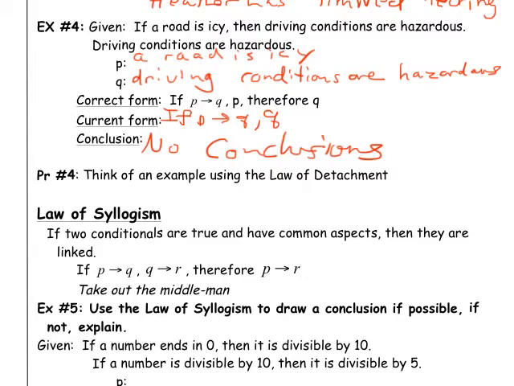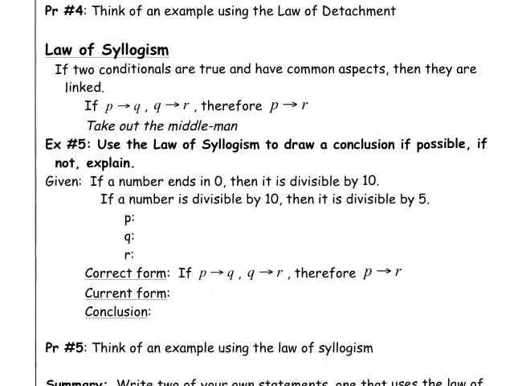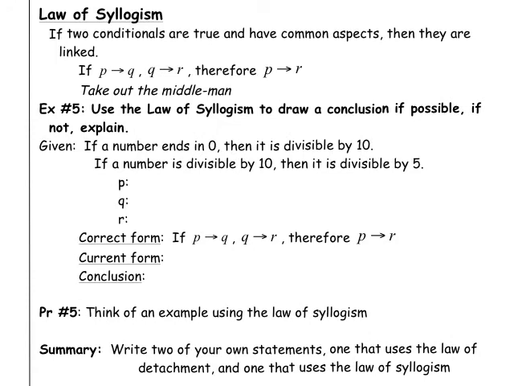All right, almost through this. Let's keep going. Law of syllogism. This one says that if two conditionals are true, so two if-then statements are true, and they have some aspect in common, then they can be linked. And here is how they are linked, right? If P, then Q. If Q, then R. Therefore, we can just skip the middleman and go straight to if P, then R. That's why we have it right there, if P, then R. So it takes out the middleman. Right? That's what we can do here.